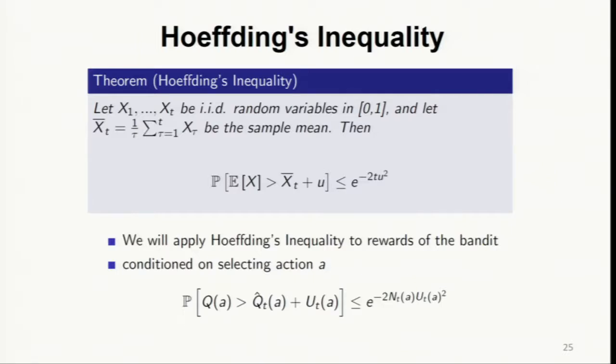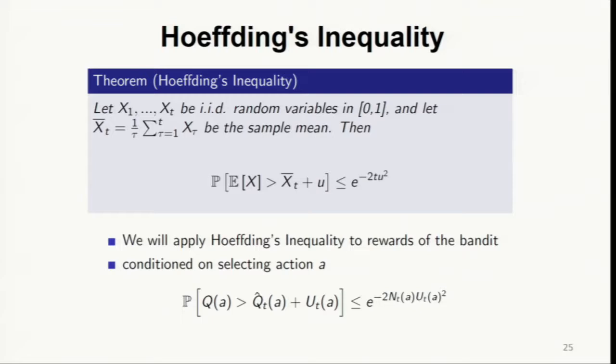So in order to do that, this is an expectation. If you have x1 to xt, IID random numbers, and x̄t is the sample mean, then the probability that the real population mean expectation is greater than the sample mean plus u is less than e to the minus 2tu squared. This is Hoeffding's inequality.